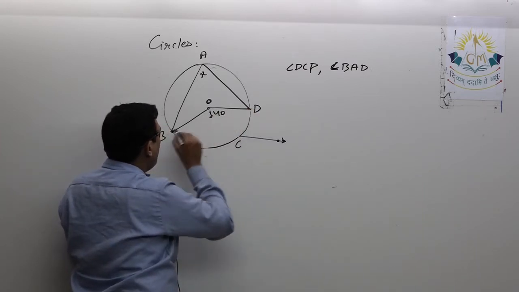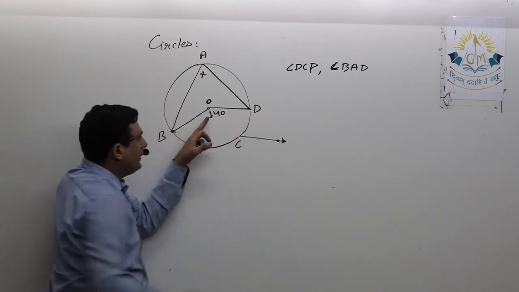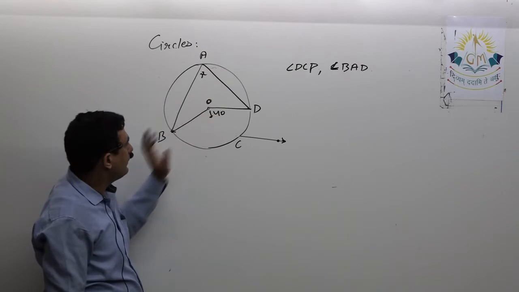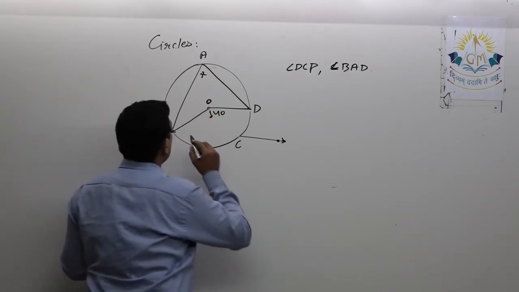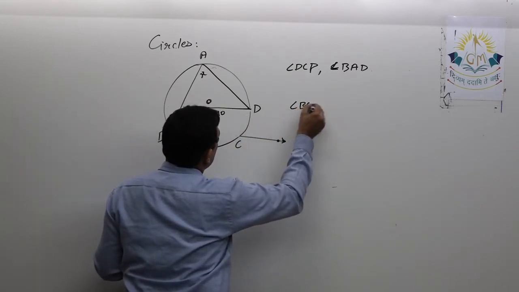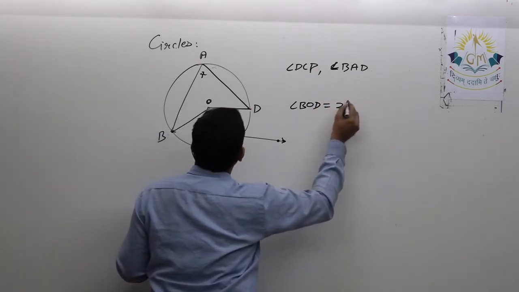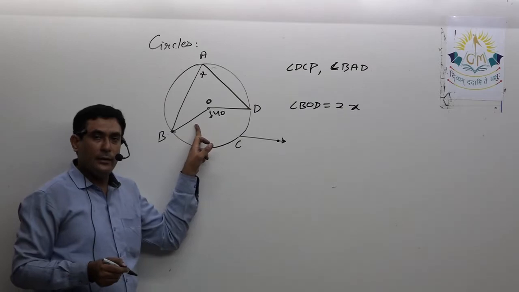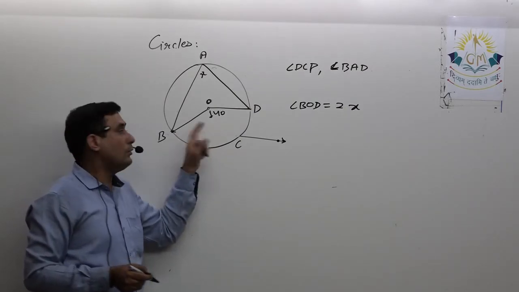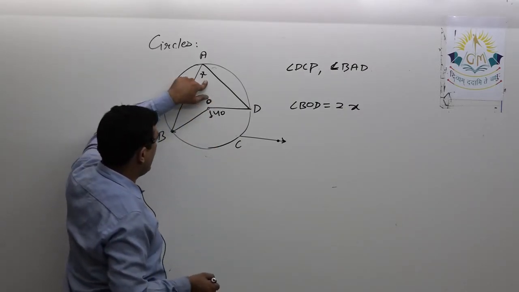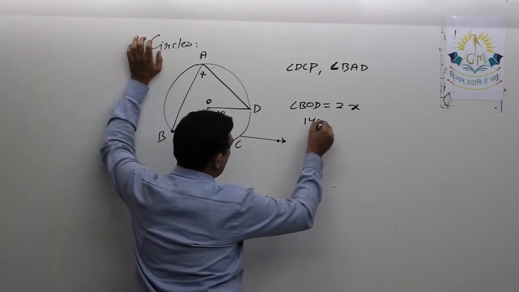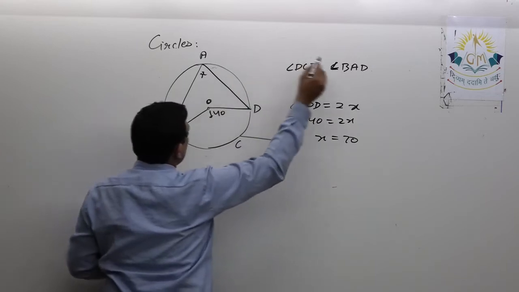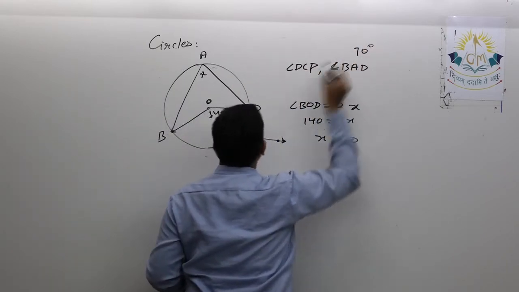So now I can clearly see this BD subtends angle BOD at the center and angle BAD at the remaining part of the circle. So according to the theorem, BOD is equal to twice of X. The angle subtended by the chord at the center is twice the angle subtended by it at the remaining part. So 140 is equal to 2x, so x is equal to 70. That means this angle is equal to 70 degrees.